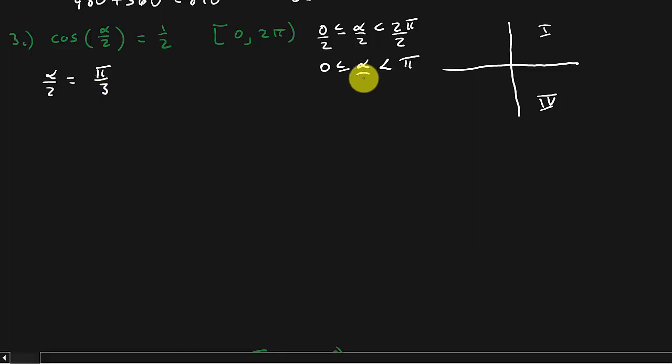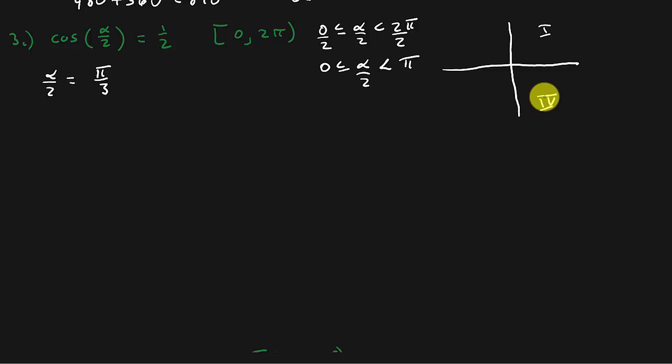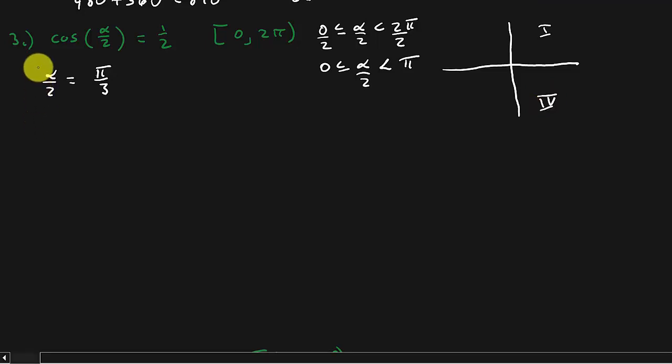Oh, I'm sorry, this should be alpha over 2. I forgot the 2. All right, so now what do we have? We've got an angle in the fourth quadrant, right? But I'm done. So now I need to multiply everything by 2. And so I get alpha is 2 pi over 3. And there's my answer. Now, you're sitting there thinking about, well, why?